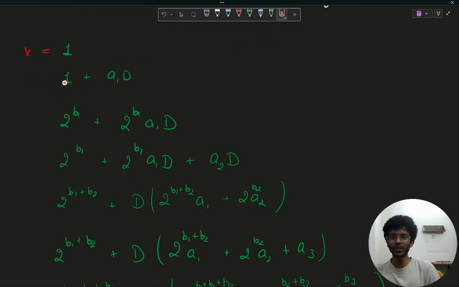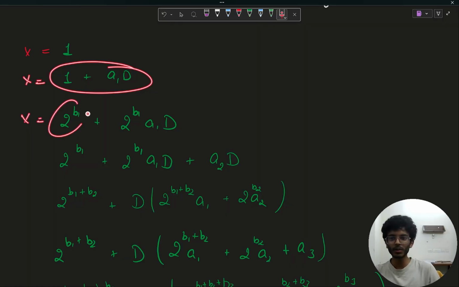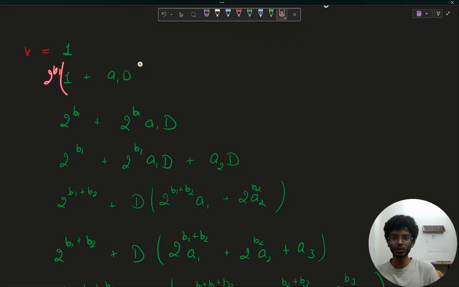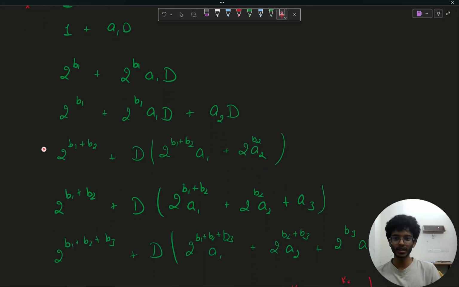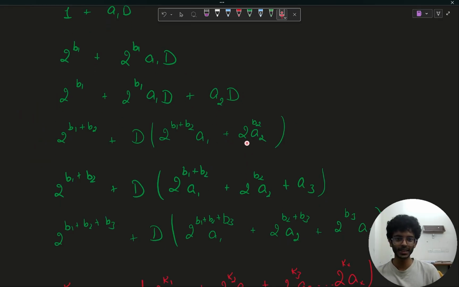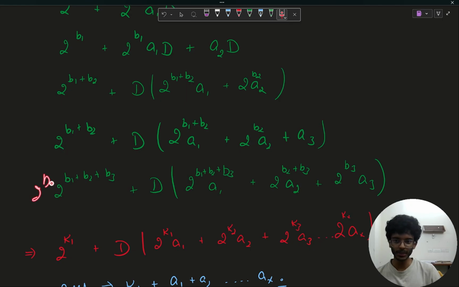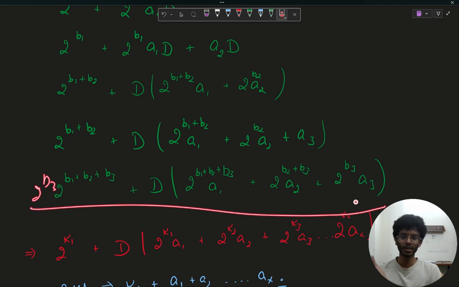So now after one step, our x would become this, right? After two steps, we'll be multiplying with 2 raised to the power b1, and we'll get this. Now we can add some a2 times d again. Then we can multiply the whole of this expression with 2 raised to the power b2 and we'll get this. Then we can again add a3 times d. Then we can again multiply the whole expression with 2 raised to the power b3.